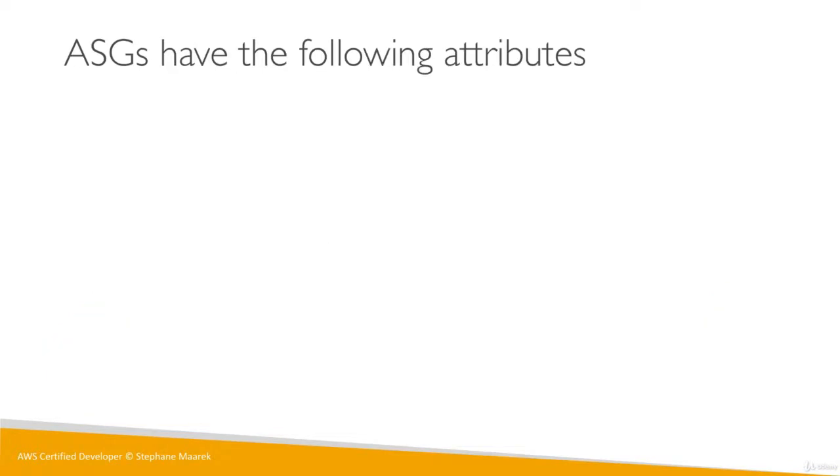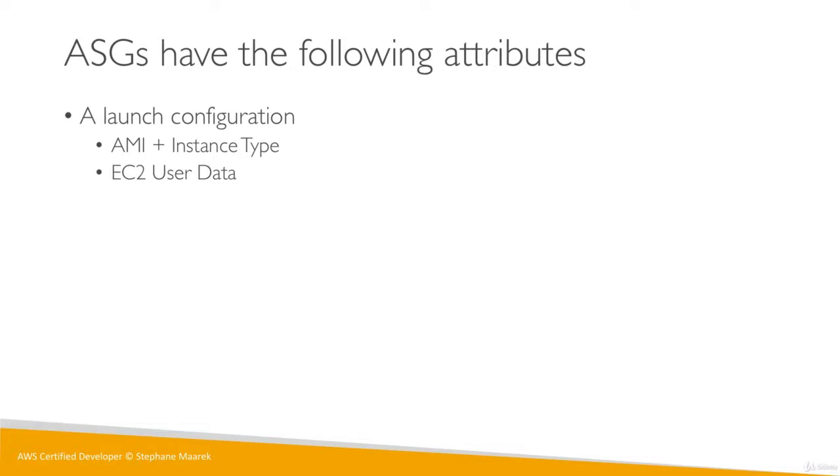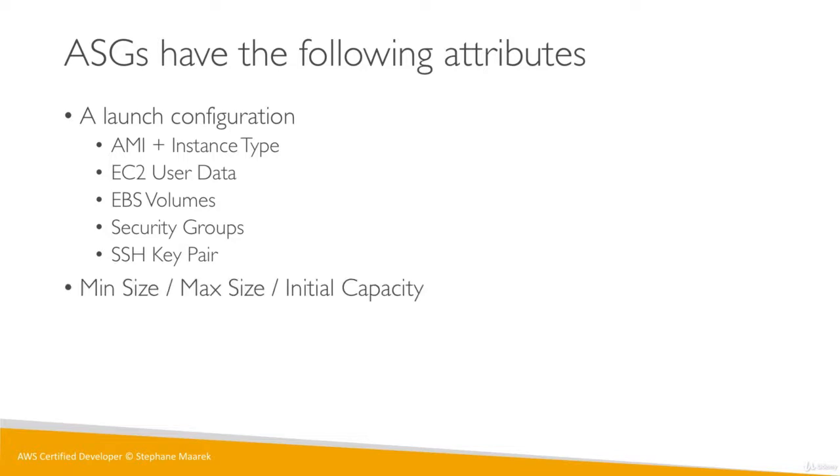So ASGs have the following attributes: a launch configuration, and we'll be creating one in the next lecture during the hands-on. But the launch configuration has an AMI and an instance type, EC2 user data if you need it, EBS volumes, security groups, SSH key pair, and as you can see, this is quite common, quite the same things that we've been creating before when we launched an instance manually. Obviously, they're very, very close. You also set the minimum size, the maximum size, and the initial capacity, as well as the desired capacity.